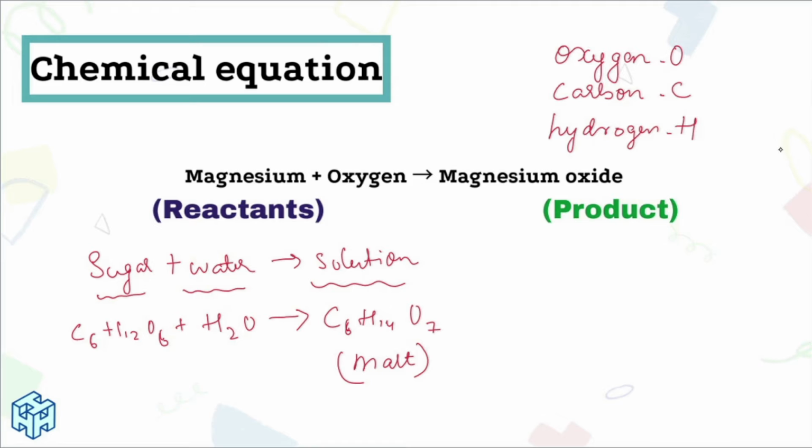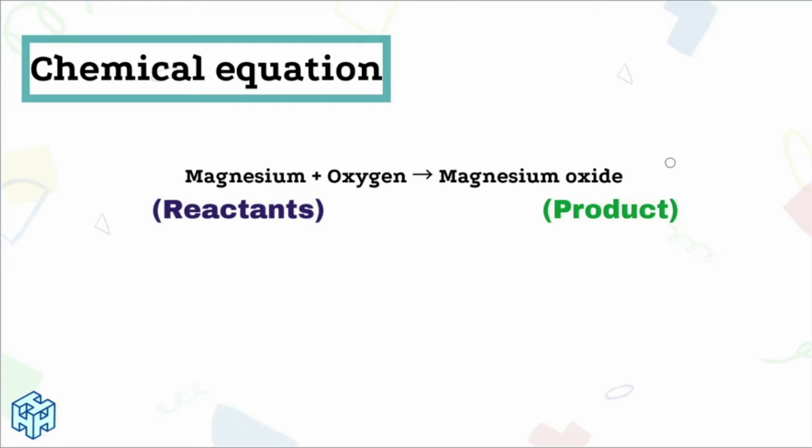Now, the example given here is magnesium plus oxygen. The things which we are adding, both, are called reactants. What is on the left hand side? Reactants. Magnesium reacts with oxygen and we get magnesium oxide. What is on the left hand side is called reactants. What we get by mixing both is called product.